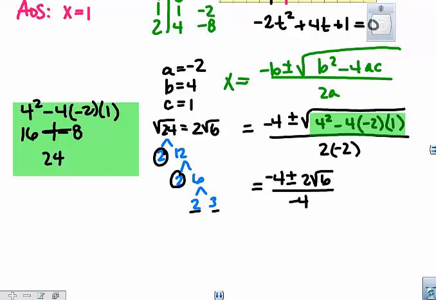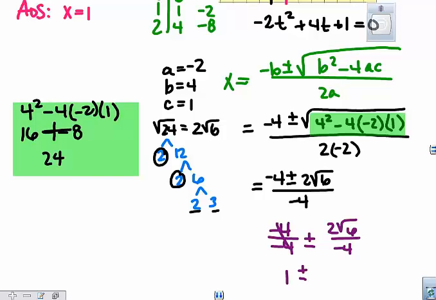Ignore the announcement. You can simplify this. We're going to split this. This is negative 4 over negative 4, 2 square root of 6 over negative 4. Negative 4 divided by negative 4 cancels. That does not mean it goes away. It's not 0. It's 1. So you still have to write 1 plus or minus.